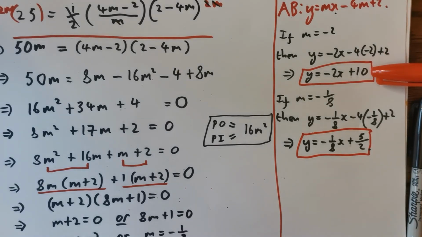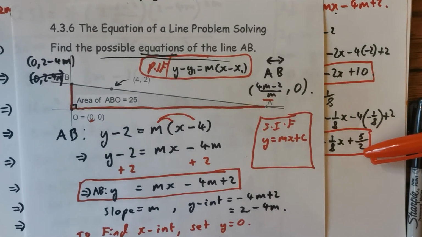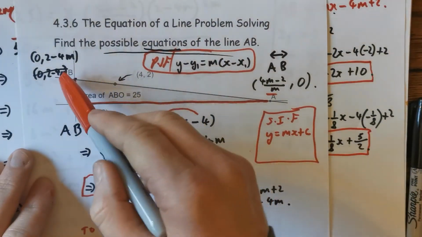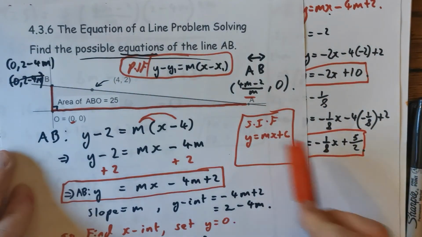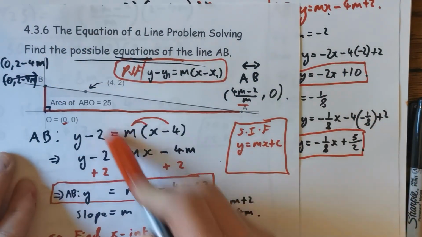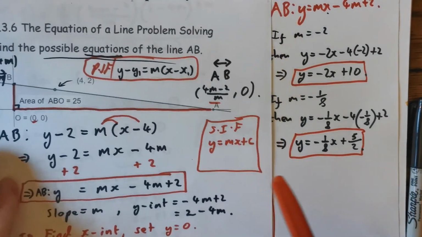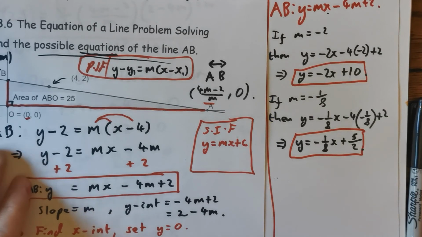y equals negative 2x plus 10, or y equals negative 1/8x plus 5/2. It says find possible equations for AB. You know, if I had to guess, if this is to scale, if the x and y axis have equal scales on them, which they don't necessarily, well then the slope of negative 1/8 looks like a much more likely candidate than a slope of negative 2, which would be much steeper. But it says find the possible equations of the line AB. There they are. y equals negative 2x plus 10, or y equals negative 1/8 times x plus 5/2.